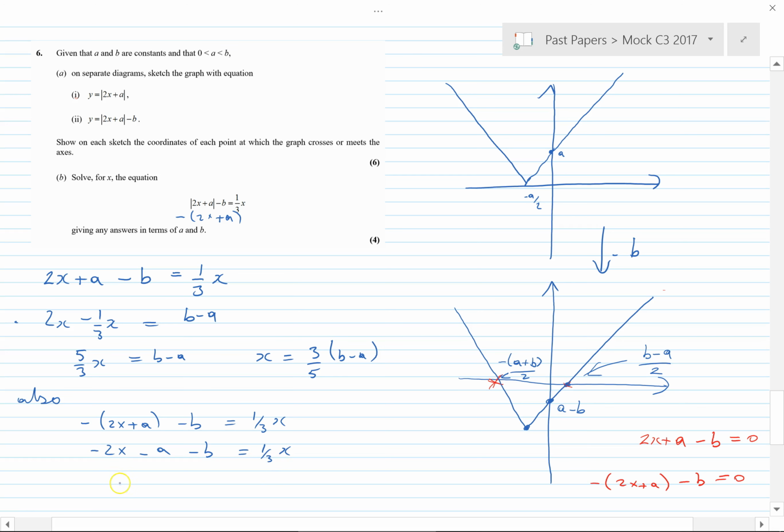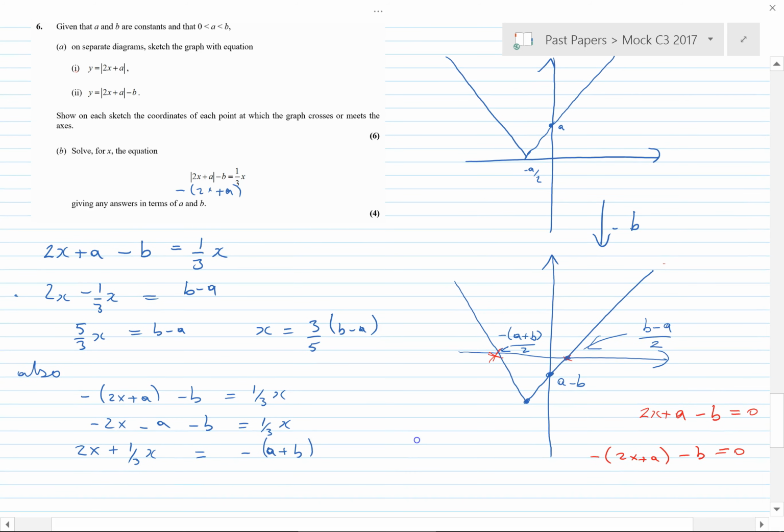Taking everything over to the one side there, we get 2x plus a third x equals minus a plus b. Rearranging a bit, that gives me 7 over 3 x is equal to minus a plus b, which finally gives me the solution x is equal to minus 3/7 a plus b. Okay, so reasonably fiddly, but it's not too bad.